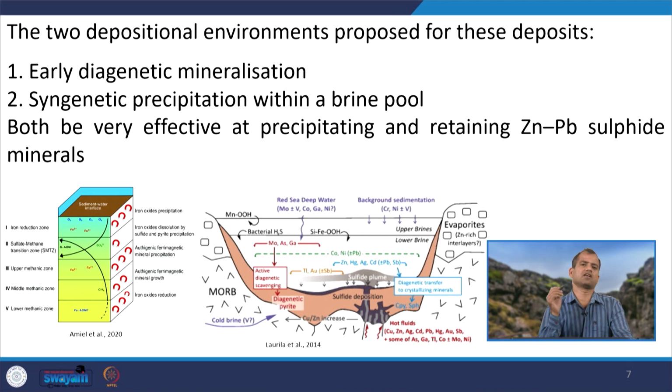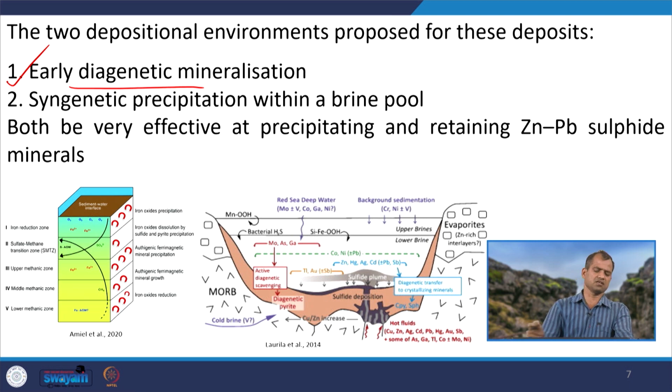So, two depositional environments have been proposed for this. One is the early diagenetic mineralization. We know we have diagenesis and lithification for converting sediments to sedimentary rock. So, in this early diagenetic stage, there will be some mineralization. There are different minerals found in the sedimentary rock of the diagenetic type. So, the minerals in these particular basins are considered to be early diagenetic products.